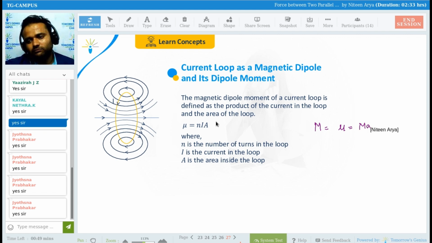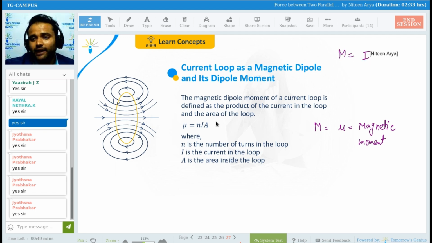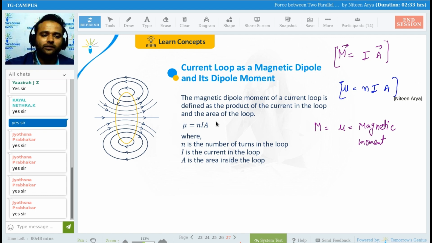I think I already discussed this in the previous classes, but still, let's do that magnetic moment. As we know, magnetic moment is nothing but I times A, or you can say I cross A. So for a current carrying loop we have mu, which is NIA. N here, beta, is nothing but the number of turns per unit length, or you can say the number of turns for a loop. As we can see, there are 1, 2, 3 loops we have.